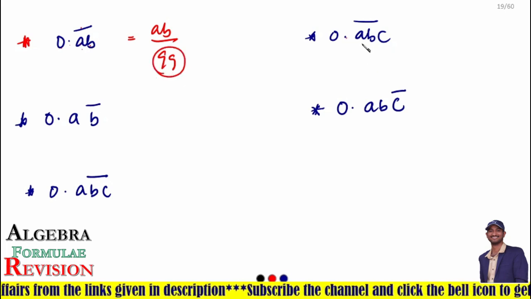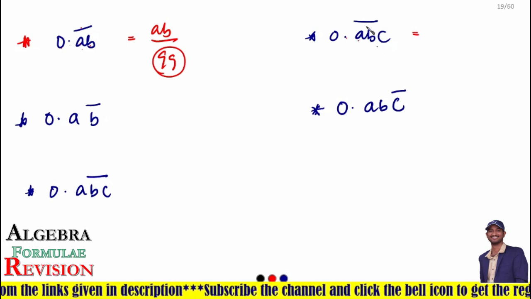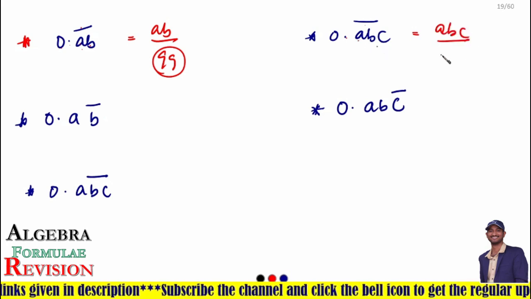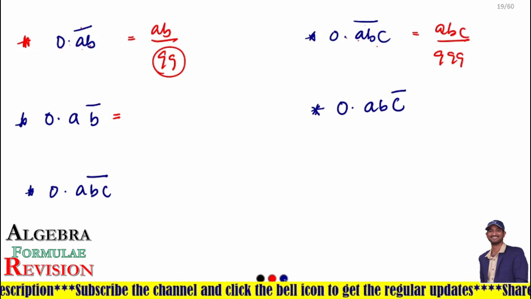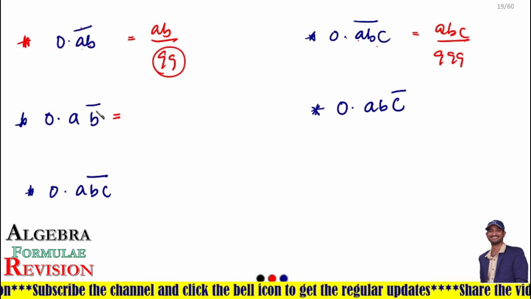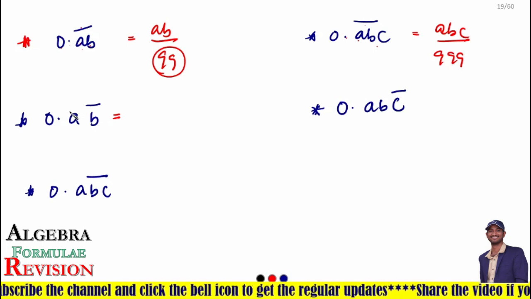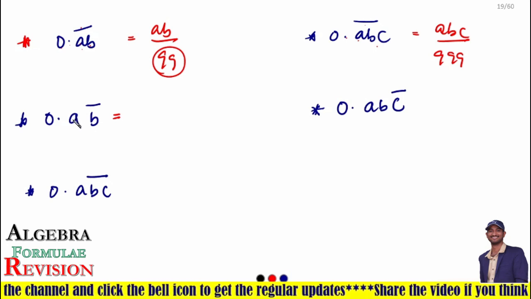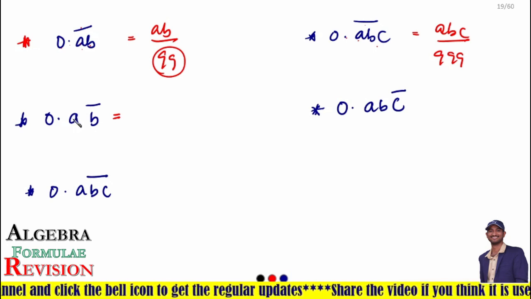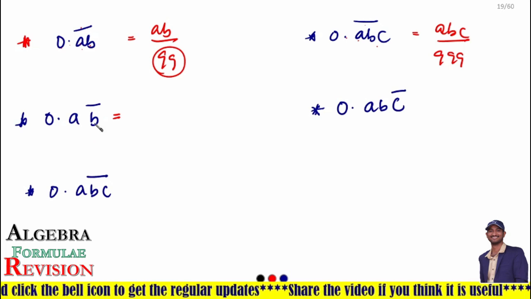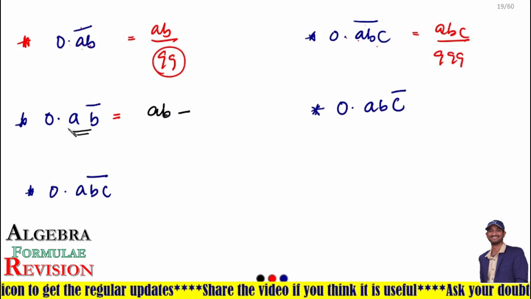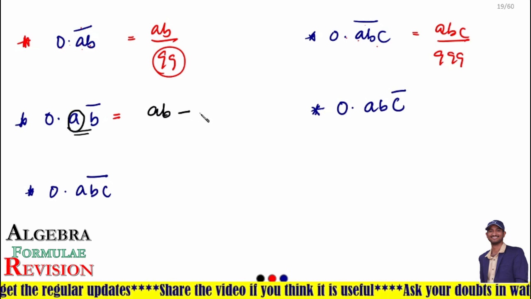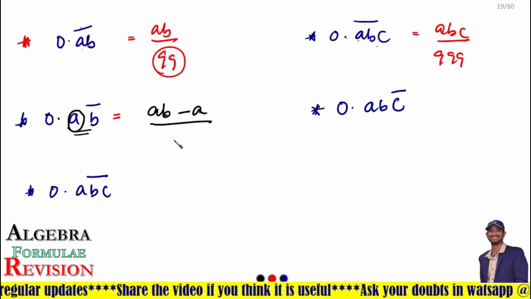Here, after the decimal, directly we have three numbers with a bar. So what is the answer? ABC by 999. Clear? When we have a bar not directly after the decimal but after the number which is after the decimal, then how do you find it? AB minus the number which is not having the bar, A, by 90.